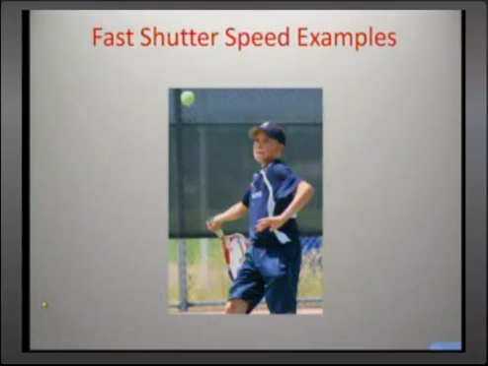Here's a boy playing tennis. You can see the ball in the upper left-hand corner, and you can see that his eyes are intent on hitting that ball. And again, stop action. Everything is sharp within the photograph of the moving subject, in this case the boy that is about to hit this tennis ball. So these are some great examples of what a fast shutter speed can do.